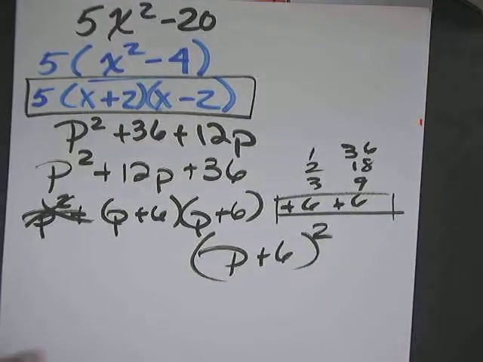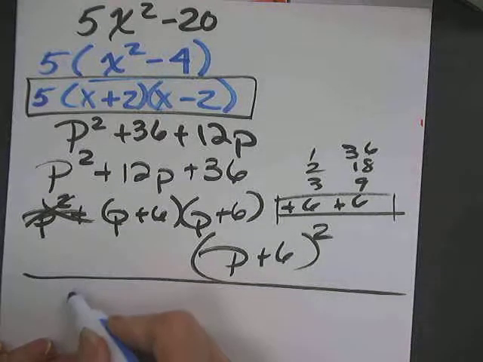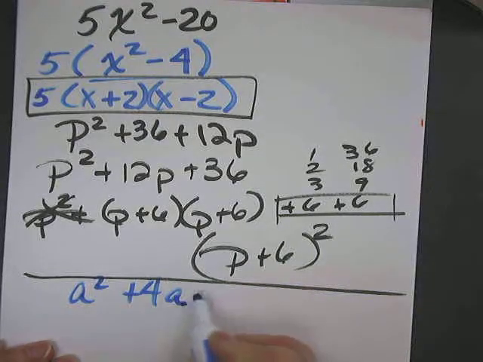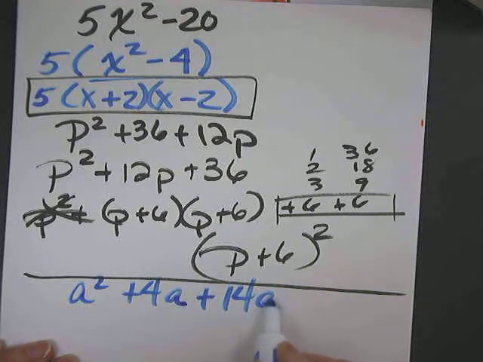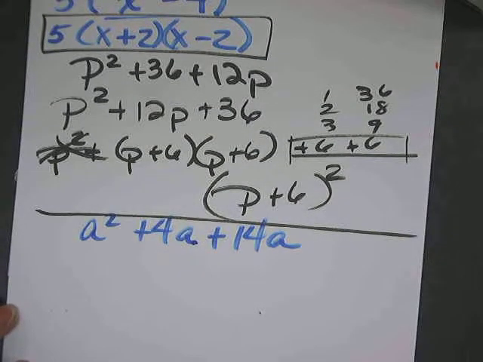p times p, and we have a plus 6 and a plus 6. So how can we rewrite that simpler? p plus 6 squared. Right. Alrighty, I shouldn't have wrote that all in black. Okay, let's do a new problem.